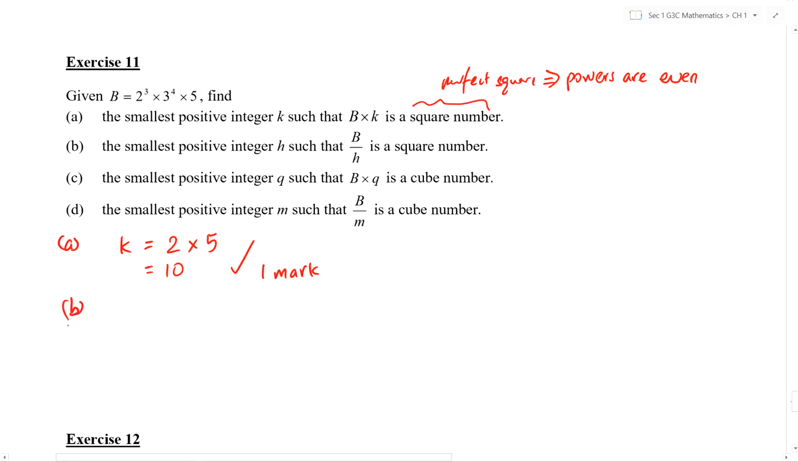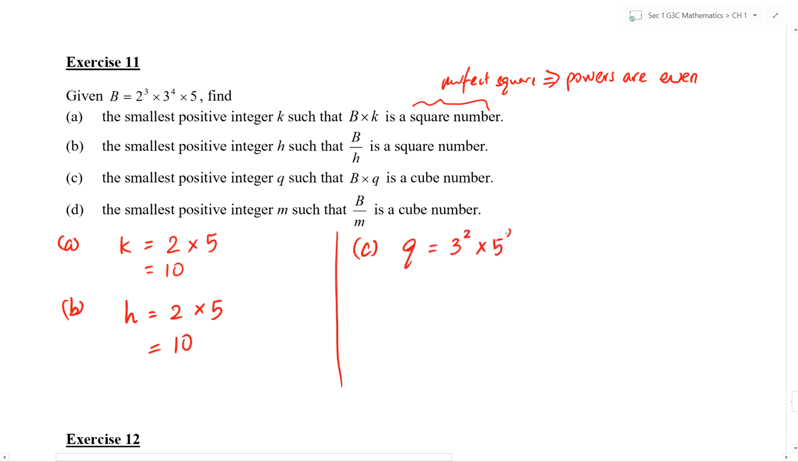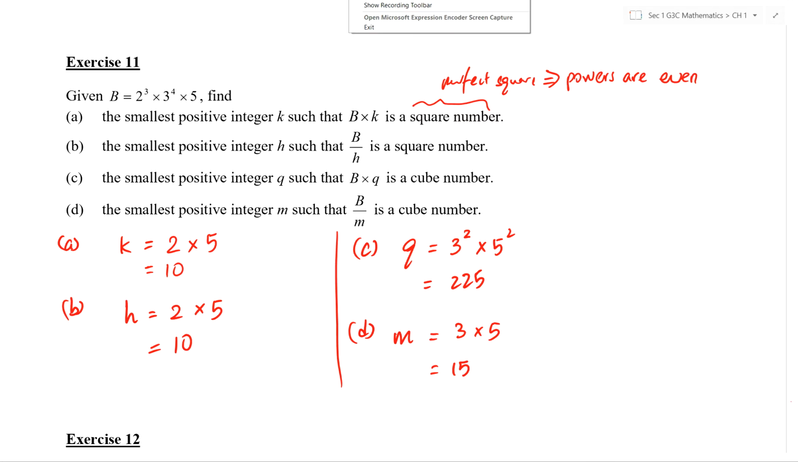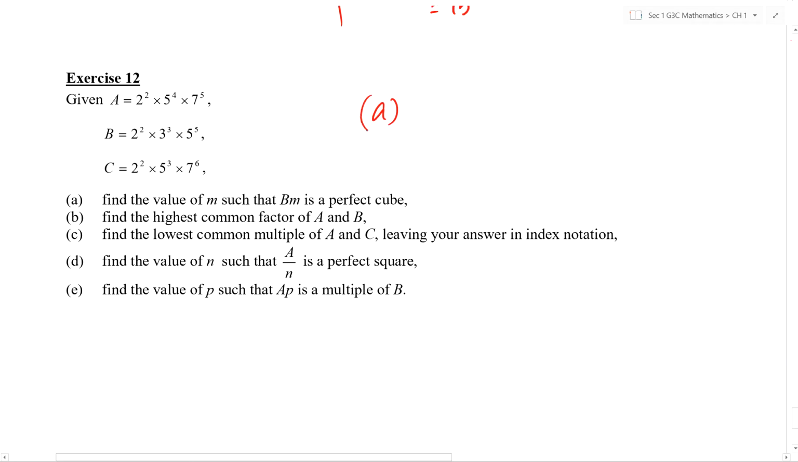Now for part B, B over H is a square number. H is now equal to 2 times 5. That gives us 10 again. Part C. Q equals to 3 power 2 times 5 power 2. And for part D, M. Okay, part A. Since I want it to be a perfect cube, it will be 2 times 5, which is 10. Okay, so this is M.